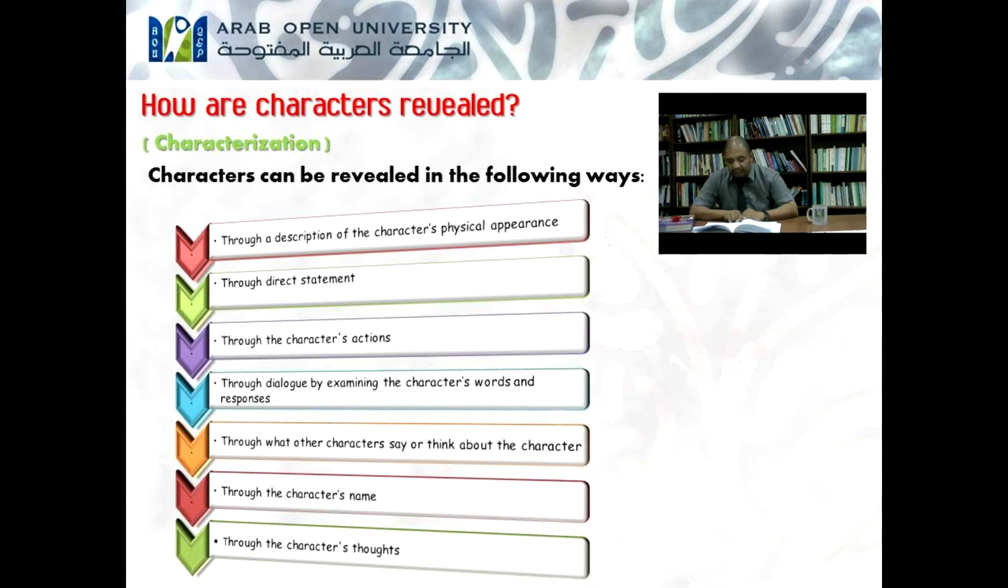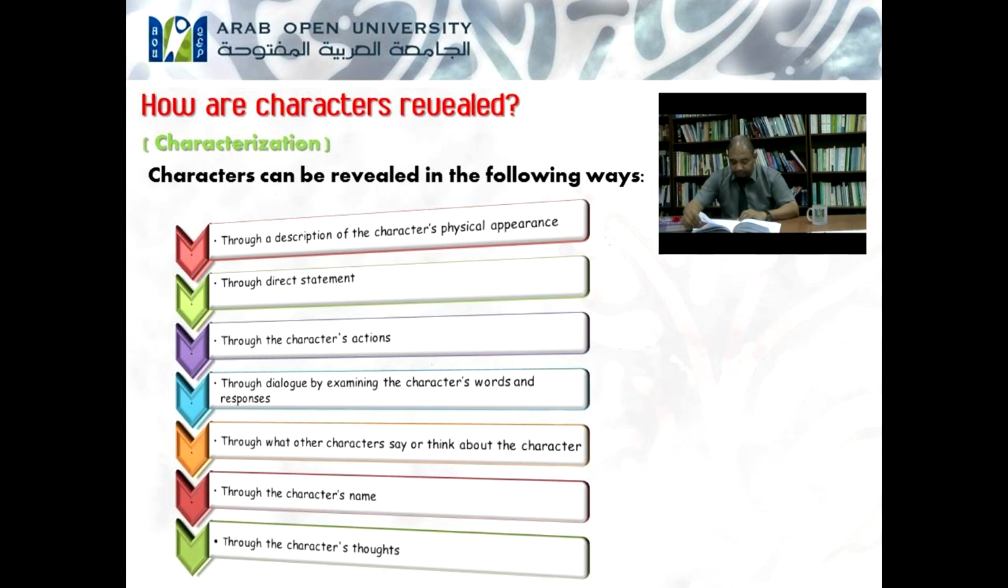Characters can be revealed through dialogue by examining the character's words and responses. Characters can be revealed through what other characters say or think about him or her. Characters can be revealed through the character's name. And characters can be revealed through the character's thoughts, what they think of. Okay? If you apply that to the short stories that we have taken, you can know a great deal about the characters we have.